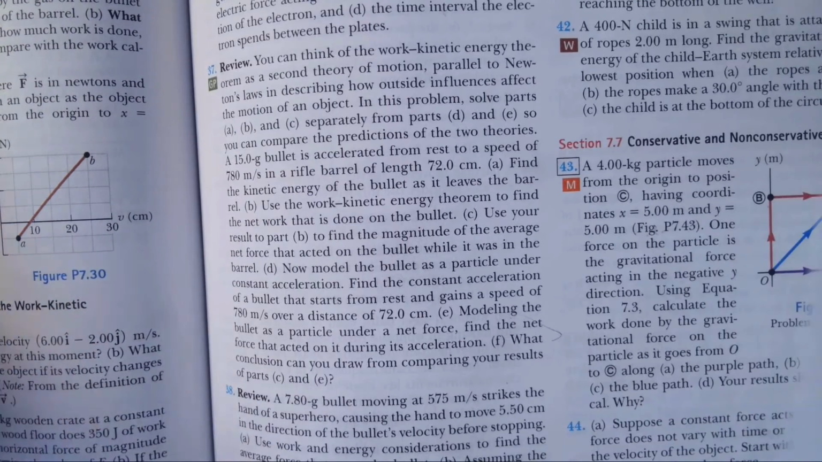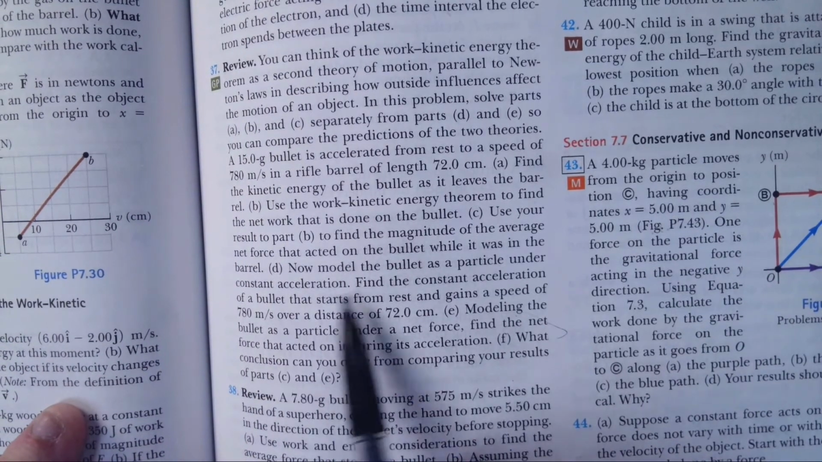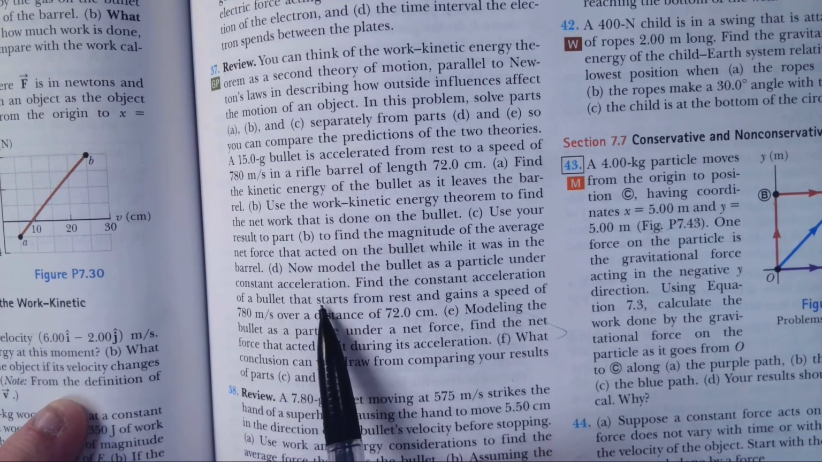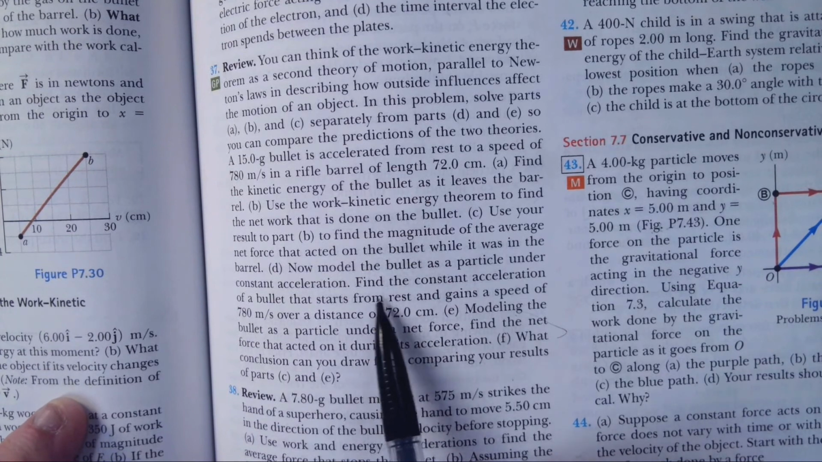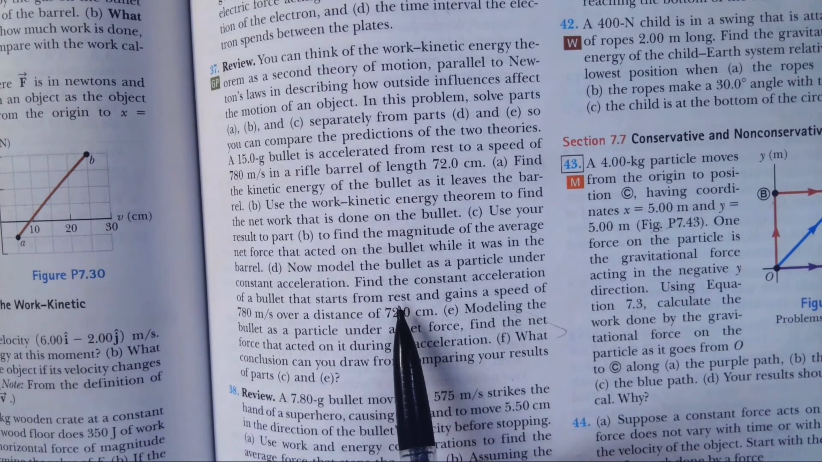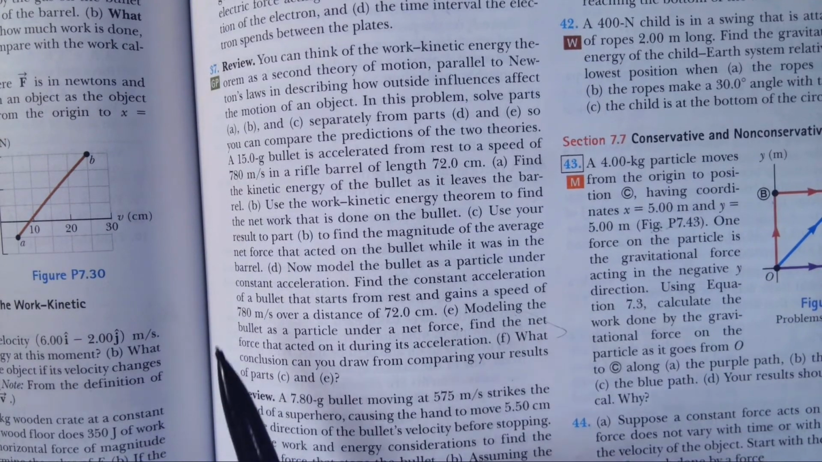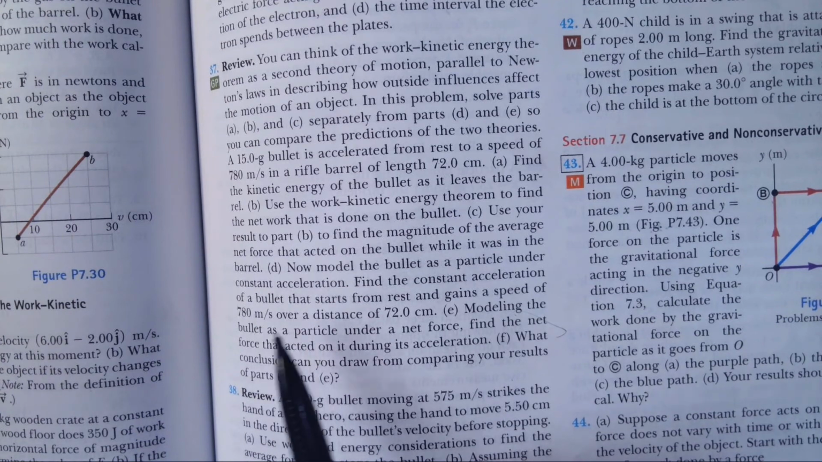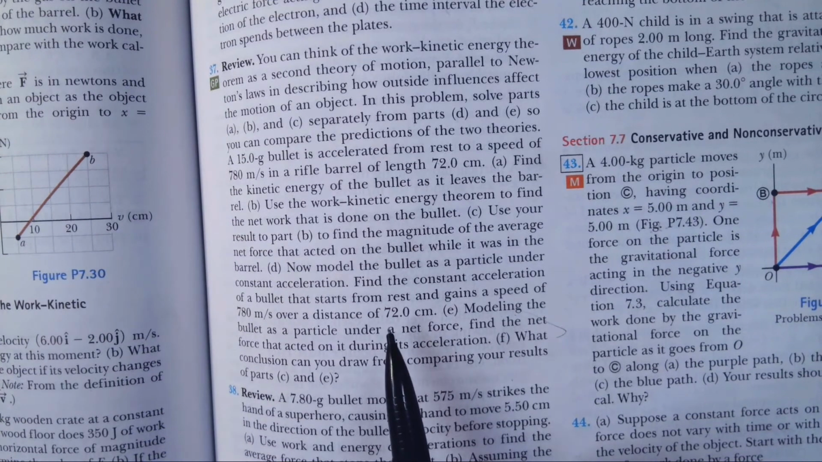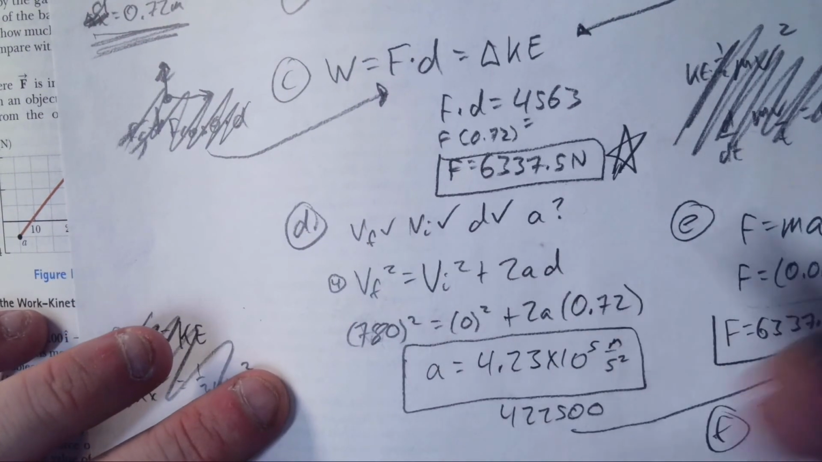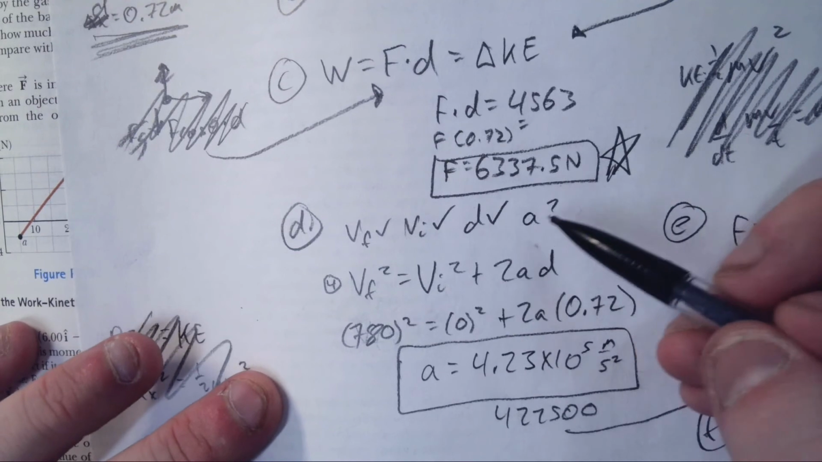Part D, so this part is separate, says now model the bullet as a particle under constant acceleration. Constant acceleration, we have those nice linear acceleration equations. Find the constant acceleration of a bullet that starts from rest, V initial or V naught is 0, and gains a speed of 780 meters per second, so that's V final, over a distance of 72 centimeters, or your delta x, your displacement, 0.72 meters. A good old equation here: we have final velocity, initial velocity, displacement, and we don't know acceleration.